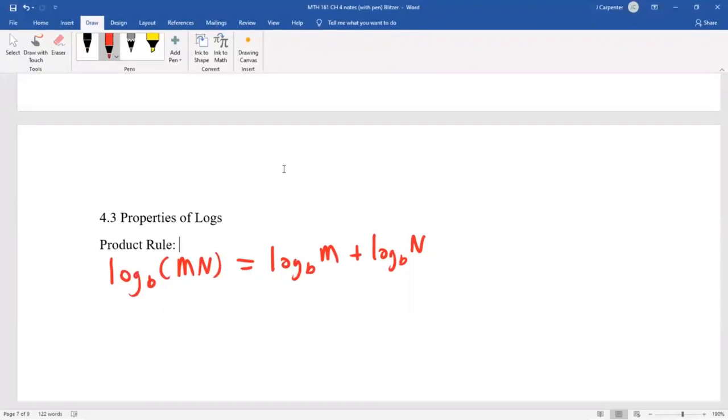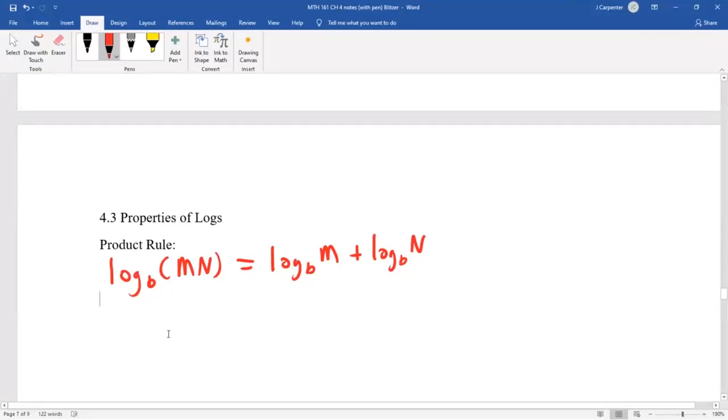Okay, so that's your product rule. We call it a product rule because it's the product inside a single logarithm. You can actually separate this into an addition of 2 different logarithms, but the bases have to be the same. You can't make the base of one a 7 and the base of the other a 9. They have to all agree.